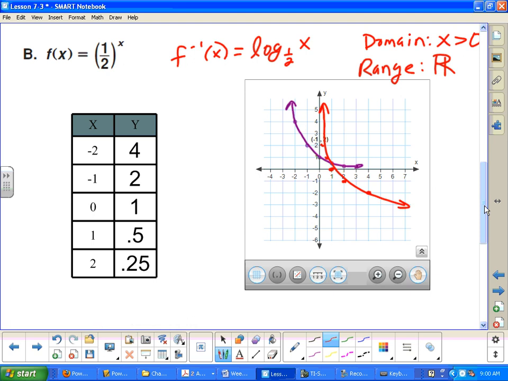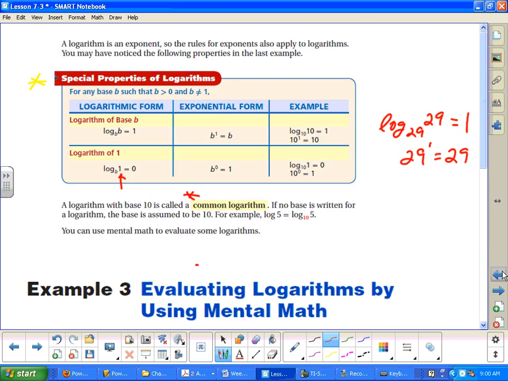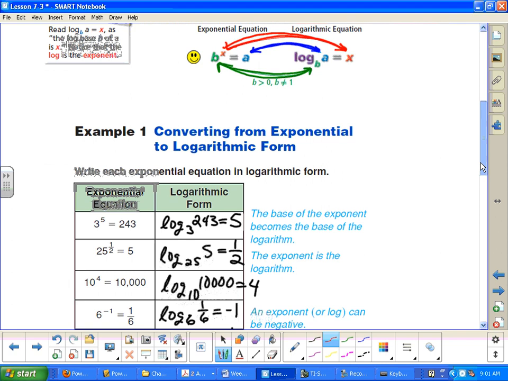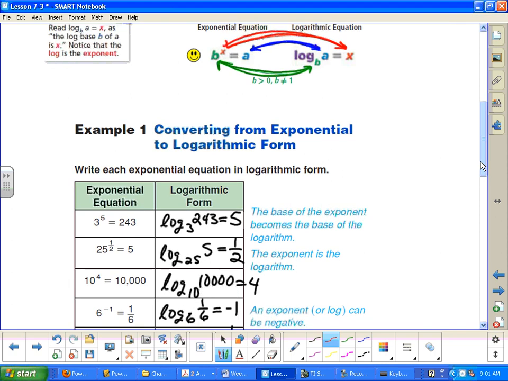Any questions? So what we did today, you got graphing of exponential functions and their inverse logarithms. And then a little bit of work with some mental math with the special properties of logarithms. And then basically converting from exponential to logarithmic form and back again.